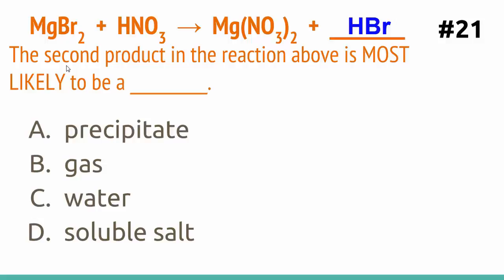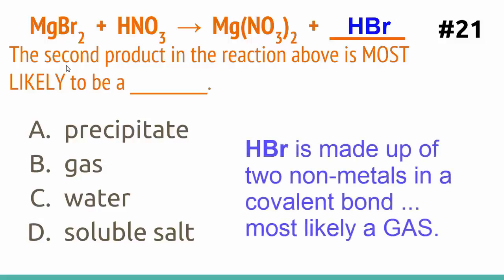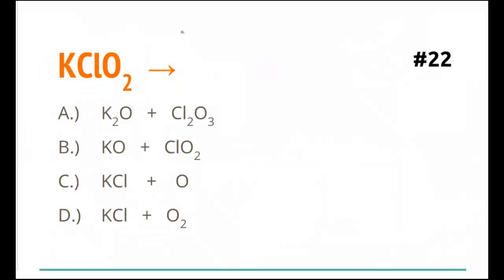When we have 2 nonmetals bonded together, well, that's not water. We don't have water here. And we don't have a salt. Remember, a salt will be a cation with an anion. Hydrogen bromide is really not a cation with an anion. It's 2 nonmetals that have found a way to bond together, covalently or polar covalently. And in this case, hydrogen bromide comes out as a gas. Hydrogen bromide gas when 2 nonmetals.